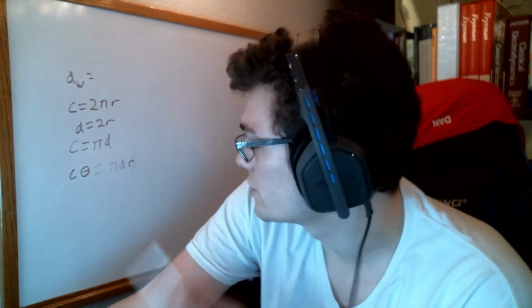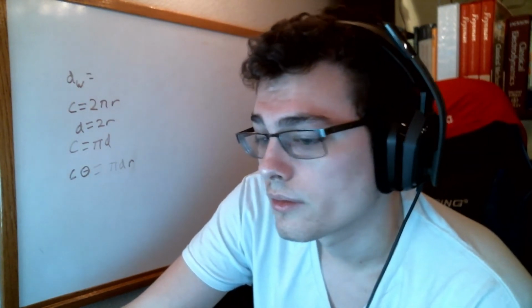And this should be your distance that you travel. Okay, so next up we have a stone in a sling is swung in a circle of radius r with a constant angular velocity of omega. Please answer the following questions.